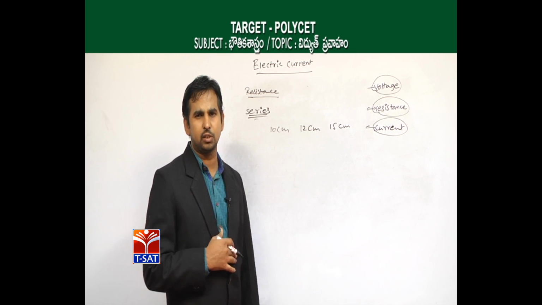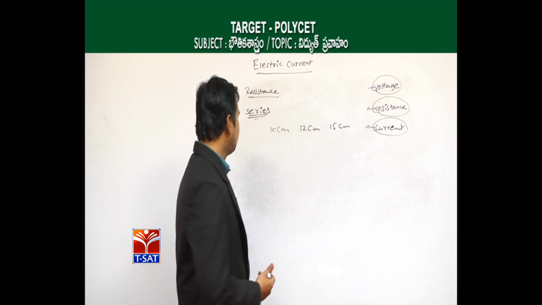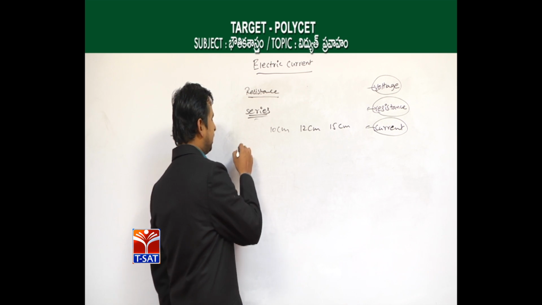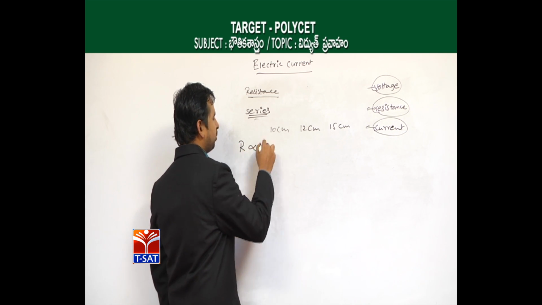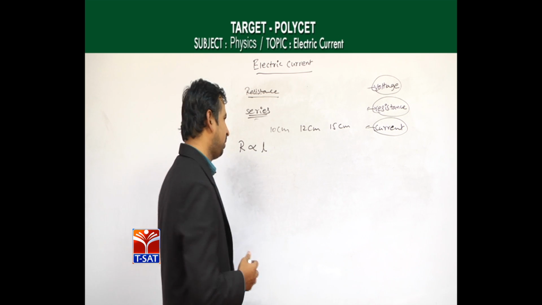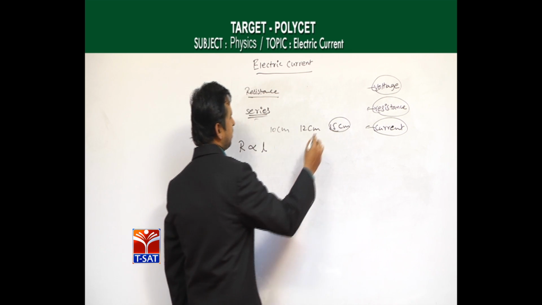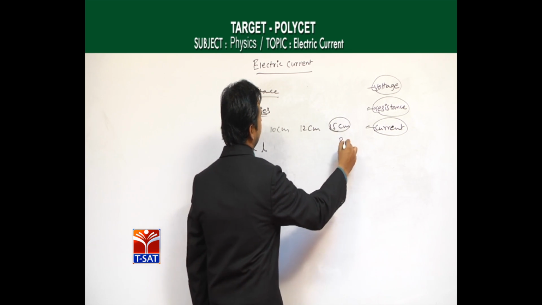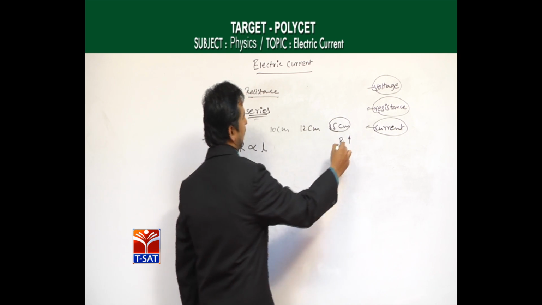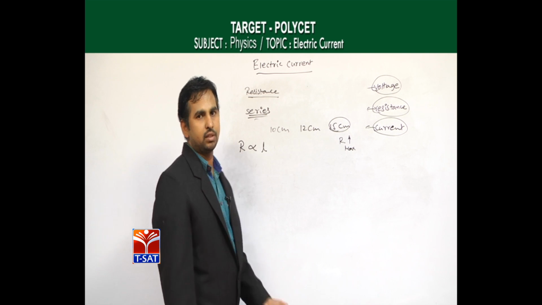Less resistance means more current will pass. But in our case, we know that resistance is directly proportional to the length. Of the given lengths, 10, 12 and 15 centimeters, the 15 centimeter wire is the longest. As the length is more, the resistance value will be maximum. So for the 15 centimeter case, we have the maximum resistance.